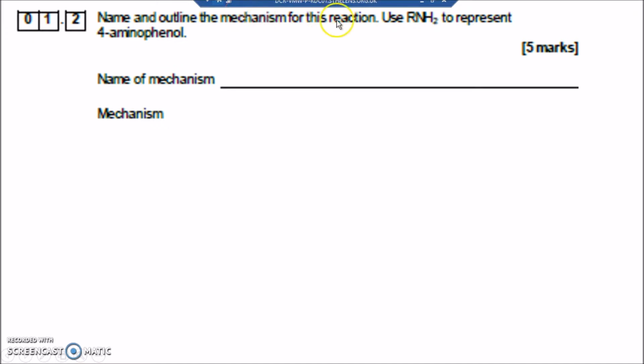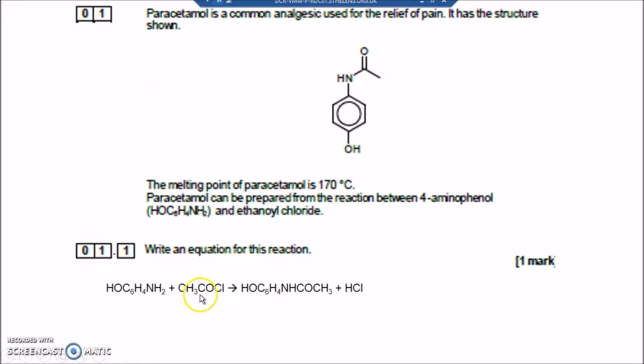Name and outline a mechanism for this reaction. Use R and H2 to represent 4-aminophenol. So you've got this NH2, remember it's got a lone pair of electrons on its NH2, and it's going to react with the lone pair of electrons on the N is going to attack that C there because that's got a delta plus on it due to the delta minus on the O and the delta minus on the Cl.